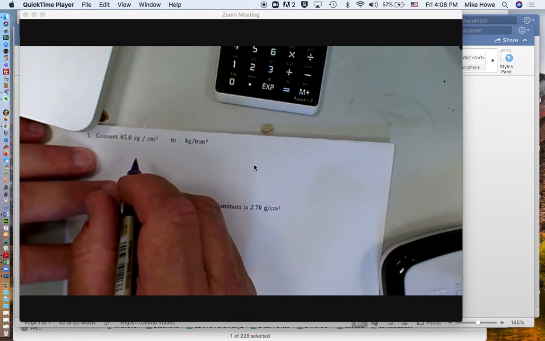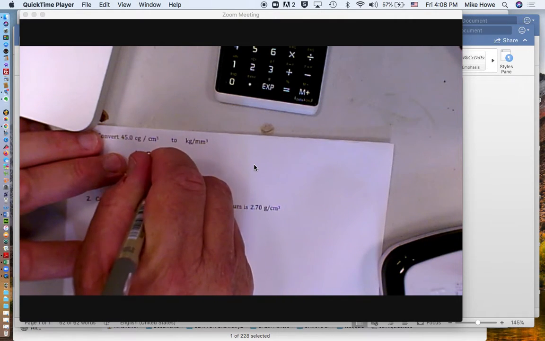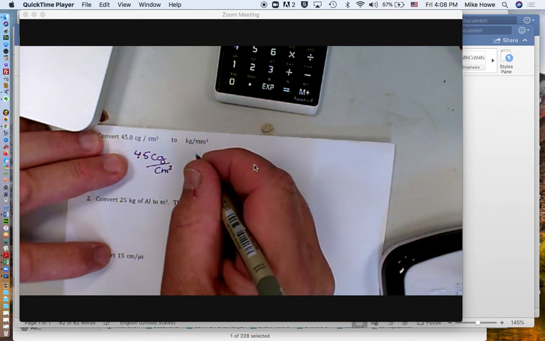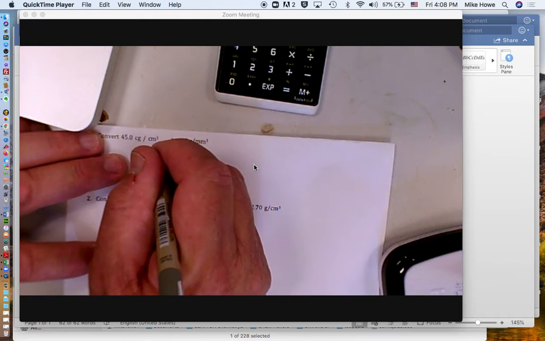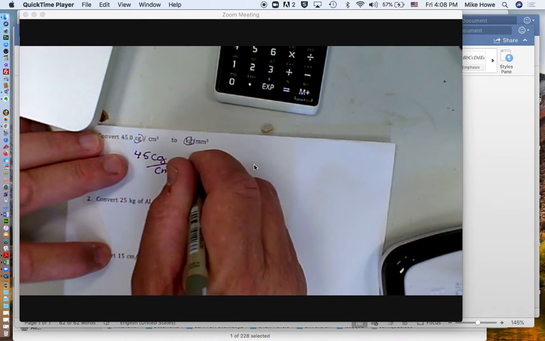All right, so we have 45 centigrams per cubic centimeter. We want to change to kilograms per cubic millimeters. So you have to decide, am I going to deal with the denominator or the numerator first? I usually deal with the numerator first. So we're going to change centigrams to kilograms.